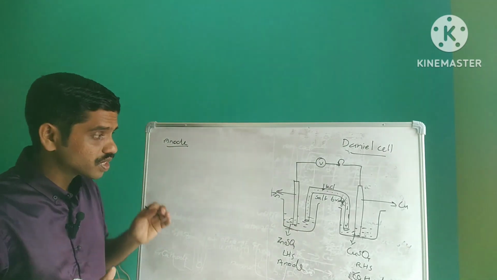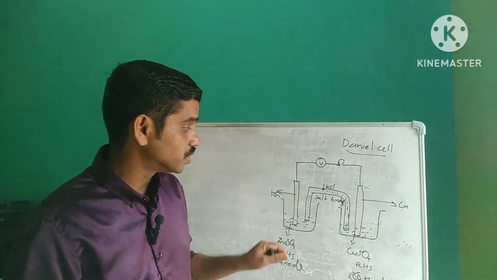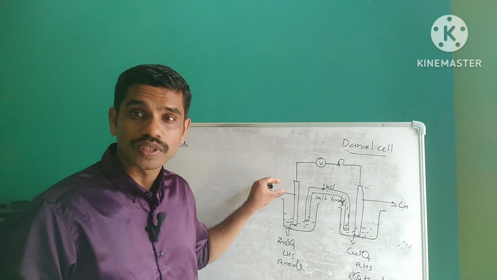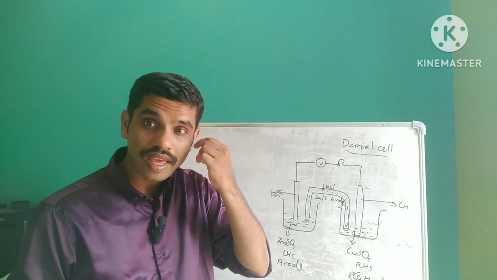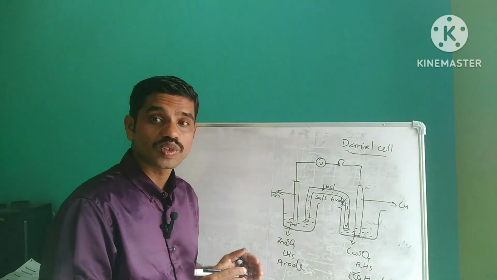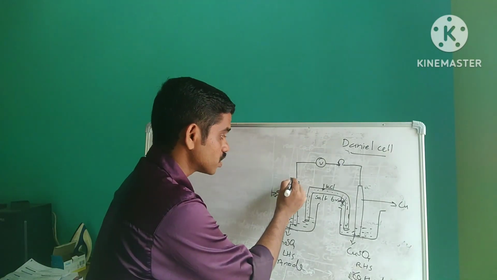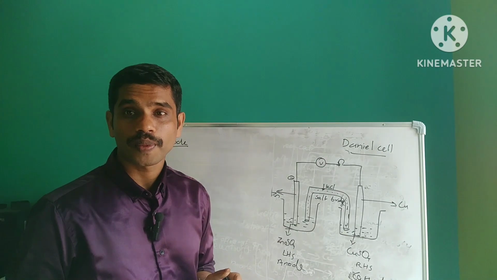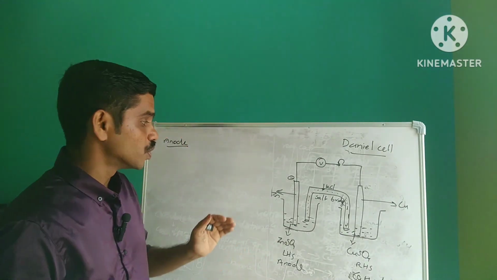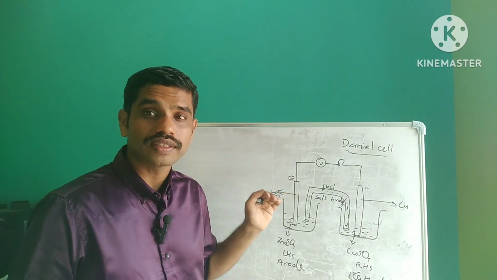So which electrode is acting as the anode in the Daniel cell? Zinc electrode. So, zinc electrode is acting as the anode. What is the charge of the anode in an electrochemical cell? Here, the anode charge is negative. So the zinc rod is acting as the anode.